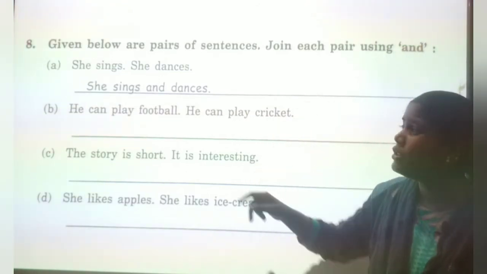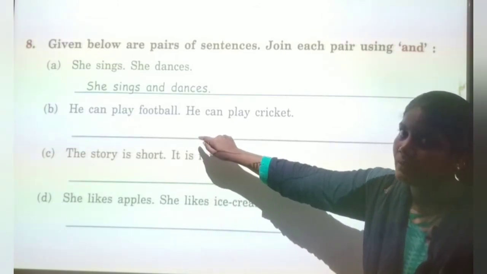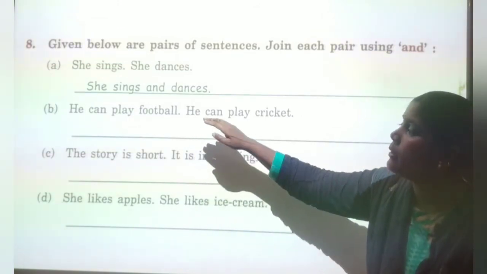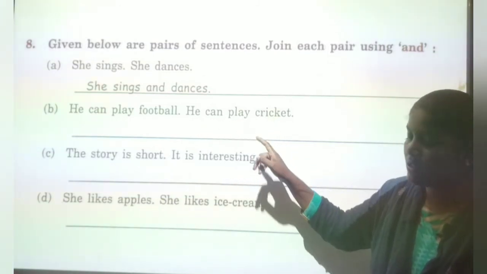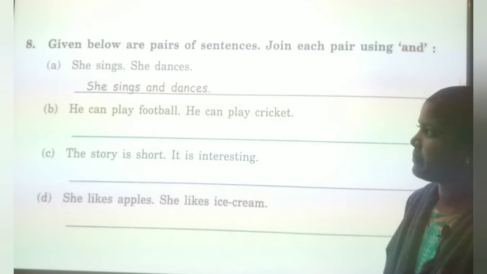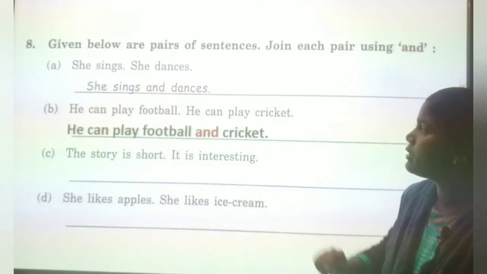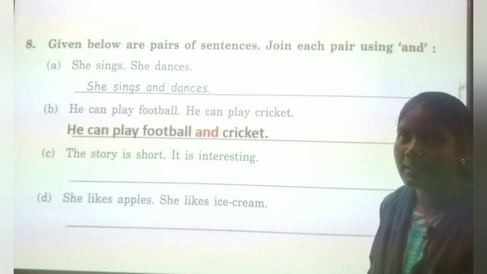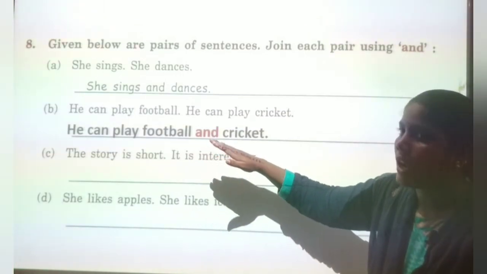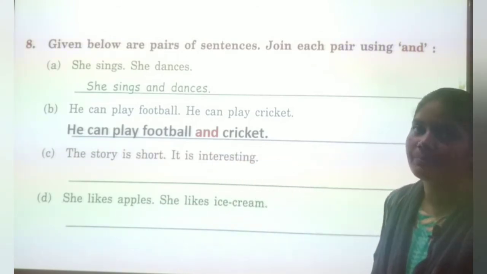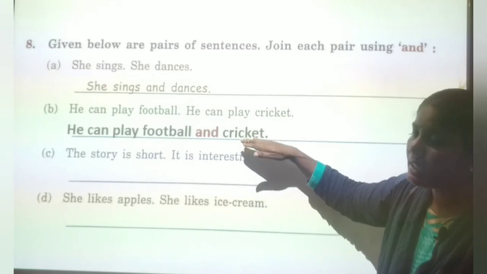How? He can play football and cricket. So instead of a full stop, we are using and as a conjunction to join two sentences into one sentence. He can play football and cricket. Now the sentence is very short and easy.